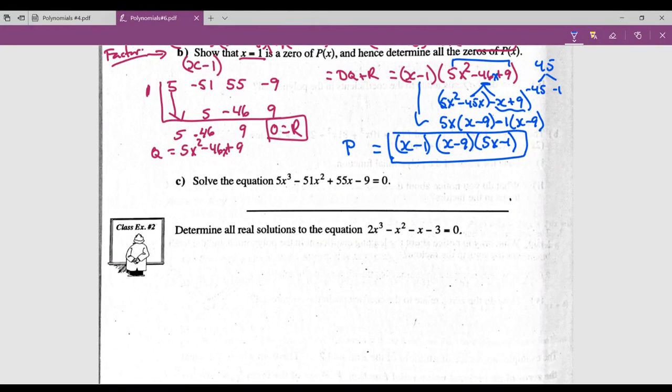So solving the equation, when they say solve the equation, when it equals 0, they're essentially saying find the zeros. I.e., what makes each bracket 0? So 1, 9, and for this guy, it's 1/5. There you go. All right, we're not going to do the whole thing. What we're just going to find is possible zeros.